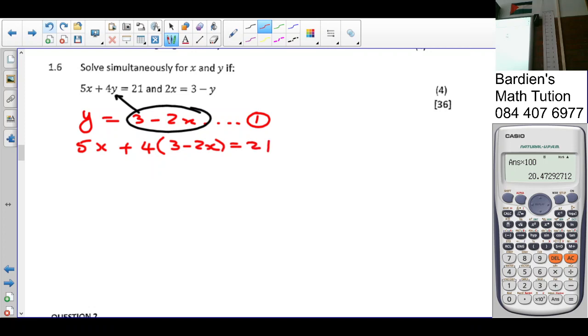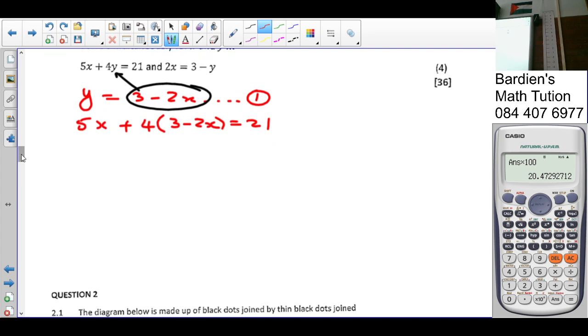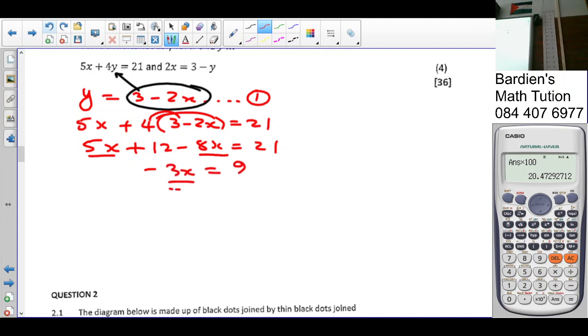Now what? We solve for x. Multiply. So 5x plus 12 minus 8x equals 21. So x is one side, numbers the other side. So 5 minus 8 is negative 3x equals 21 minus 12. What's 21 minus 12? 9. So I divide by negative 3 both sides. So x is equal to negative 3. You all agree with that?